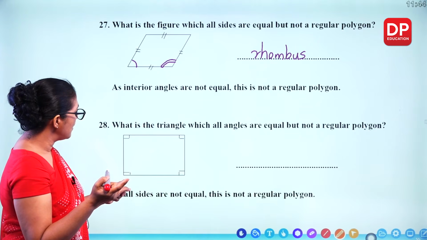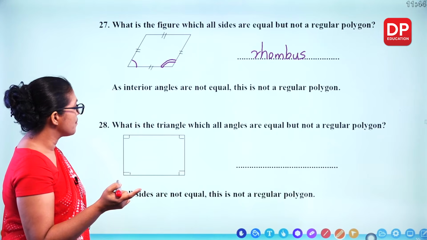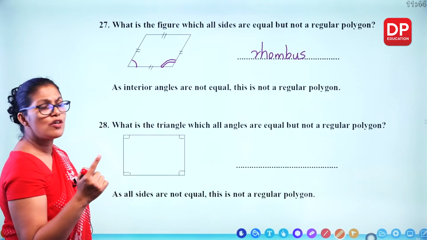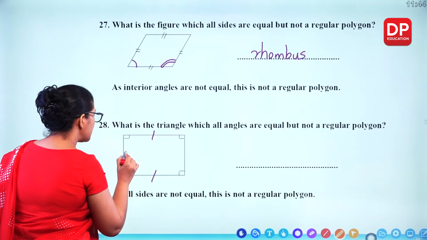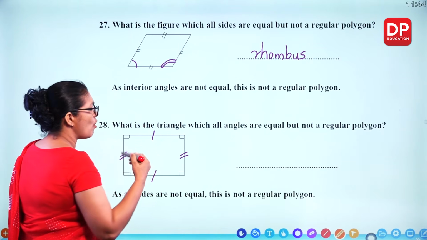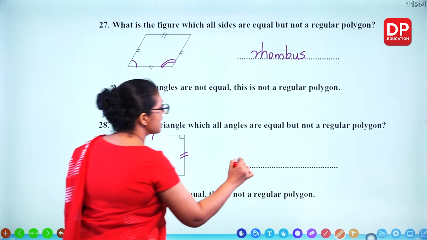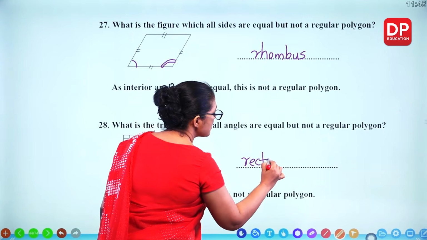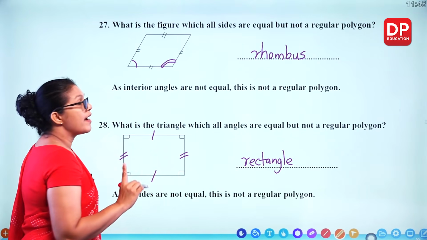Look at this figure. Angles are the same, 90 each. But this is also not a regular polygon, because this length is equal to this length, but these two are different lengths. All sides are not equal. So what's that shape? Rectangle. So a rectangle is also not a regular polygon.